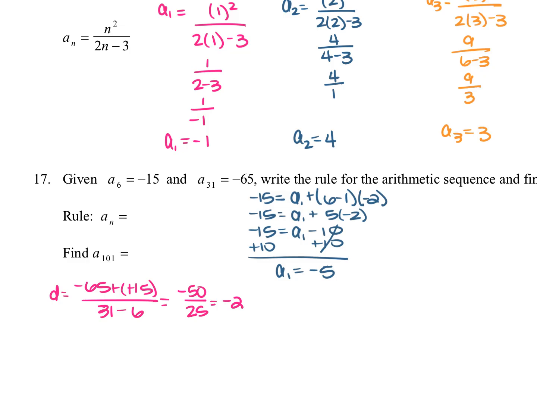So our rule for a sub n is going to be negative 5 plus n minus 1 times d, which is negative 2. So we're going to distribute in that negative 2 to get negative 5 minus 2n plus 2, which gives us negative 2n minus 3. So a sub n is equal to negative 2n minus 3.